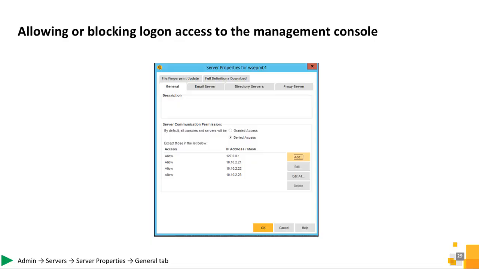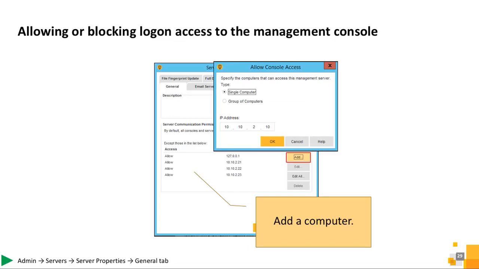To allow or block logon access to the console, open Server Properties. On the General tab, review the Server Communication Permissions section. The default settings are to grant access to all consoles and servers, but you can change the radio button to Denied Access and choose computers for Except Those in the List Below section.